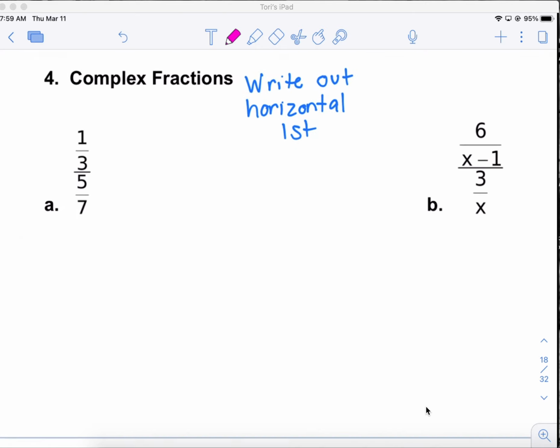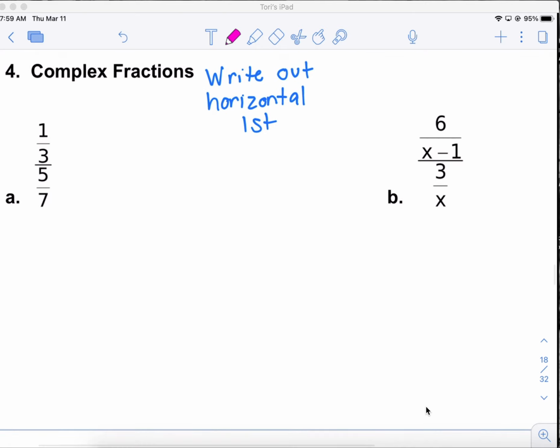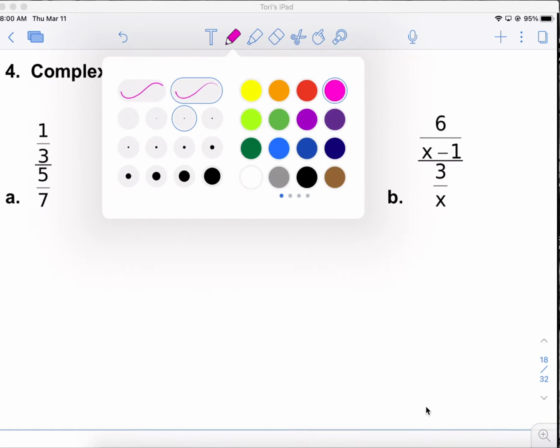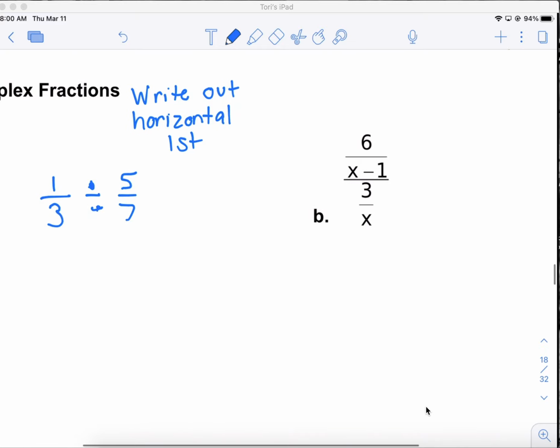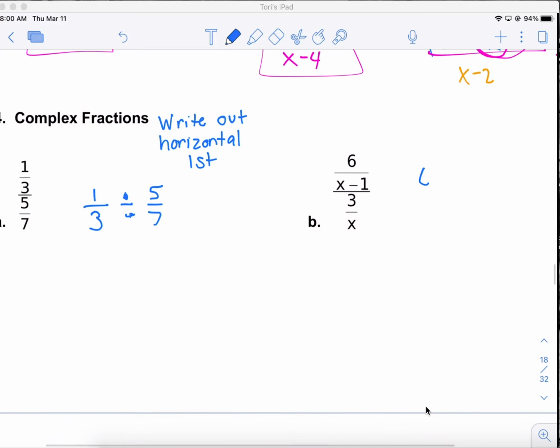Perfect. All right, complex fractions are not complicated or complex. They're just a fraction within a fraction. So much easier if you will write these out horizontal to begin with. So I'm doing 1/3 divided by 5/7. Same thing here. I am doing 6 over x minus 1 divided by 3 over x.